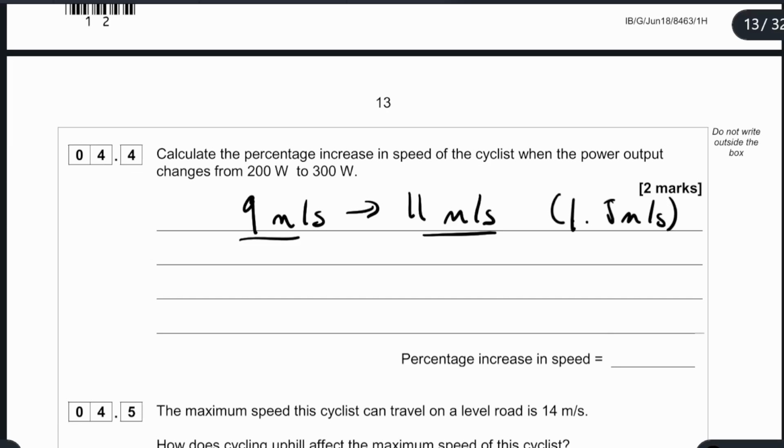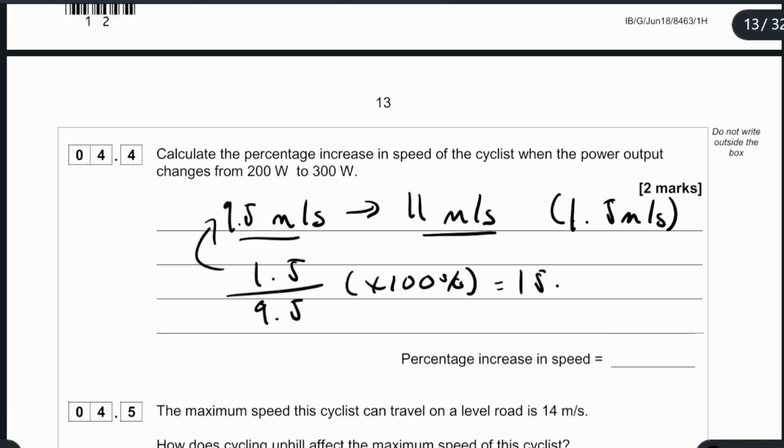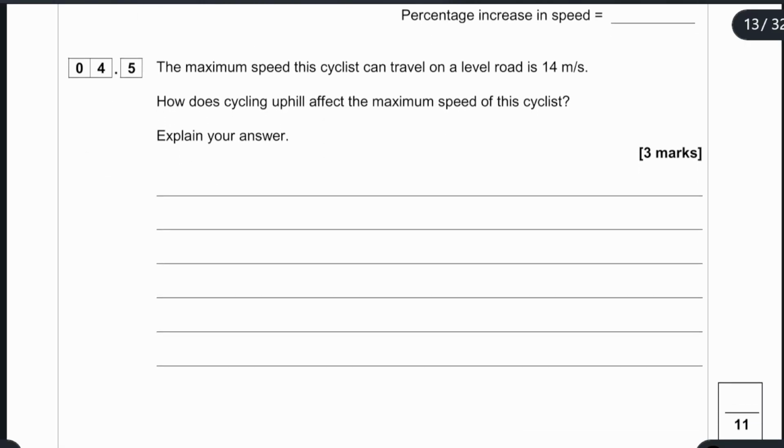And so what is the percentage increase? We want to use the base speed, which is not 9 but 9.5. So the increase was 1.5. What's that as a percentage of our initial speed, 9.5? So 1.5 divided by 9.5, and we want it as a percentage, so times by 100%, and that should give you 15.8%. Okay, so hopefully that makes sense.